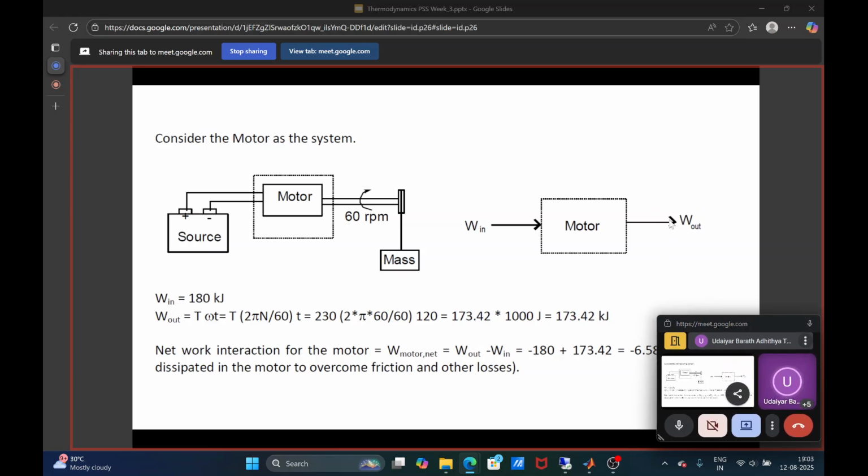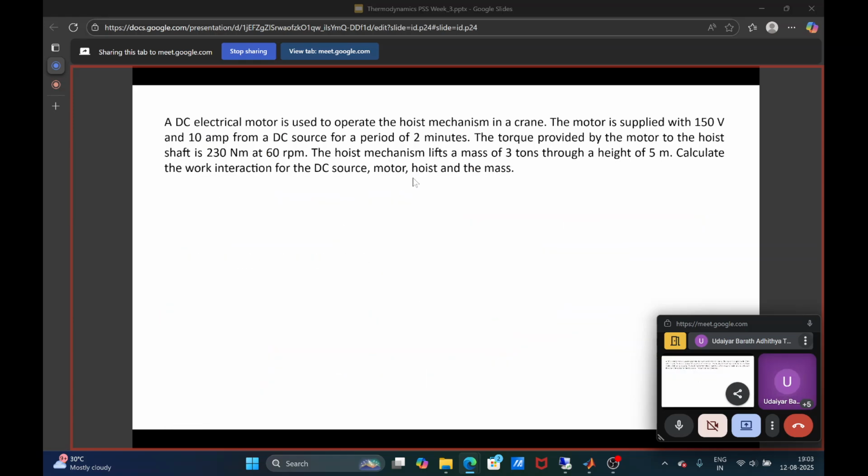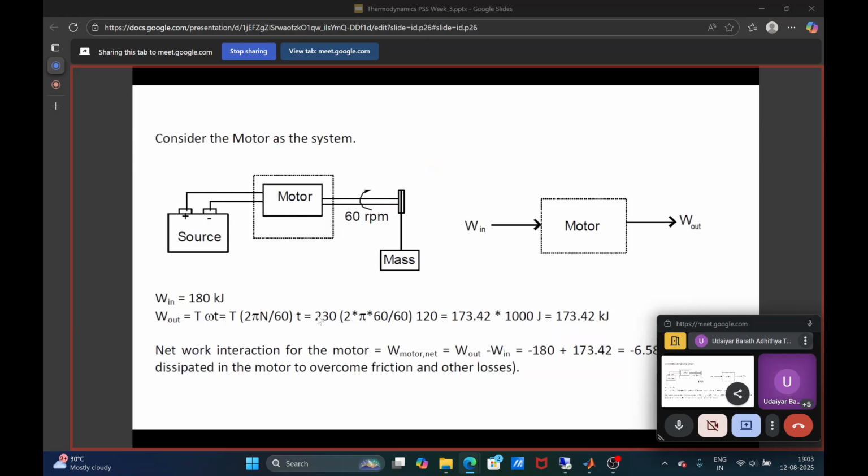So we have 180 kilojoules of work delivered by the battery, and this work is going into the motor. The motor has two parts. It is receiving work from the battery at 180 kilojoules, and then it is doing work, which is given by torque into omega into T. The torque is 230 Newton meter, and omega is 2 pi n by 60, where n is 60 rpm. So 2 pi into 60 by 60, into 2 minutes, so 120. That gives you 173.42 kilojoules.